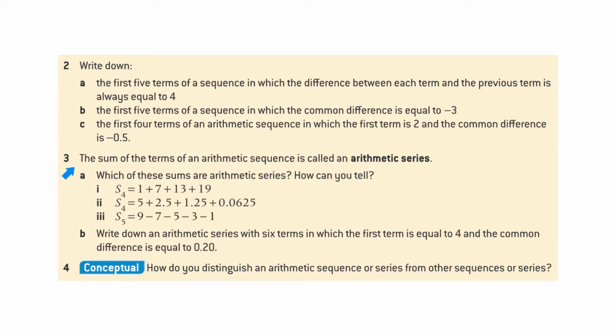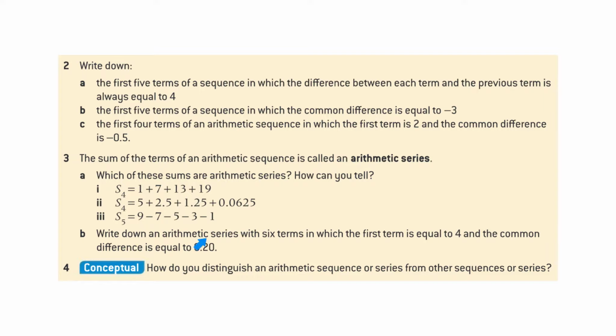Okay, this is important. Number 3, the sum of the terms of an arithmetic sequence is called an arithmetic series. A, which of these sums are arithmetic series? How can you tell? And then you've got them listed like that. Well, is there a common difference between these numbers? It looks like 6, 6, and 6. So that would be an arithmetic series. Okay, stop the video and think about these other ones here. Is there a common difference between these terms?